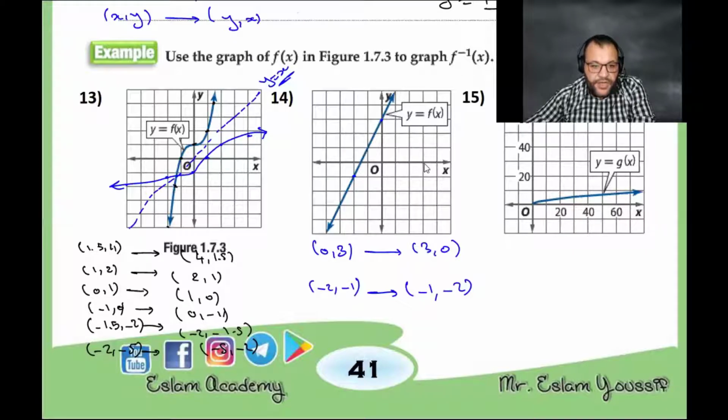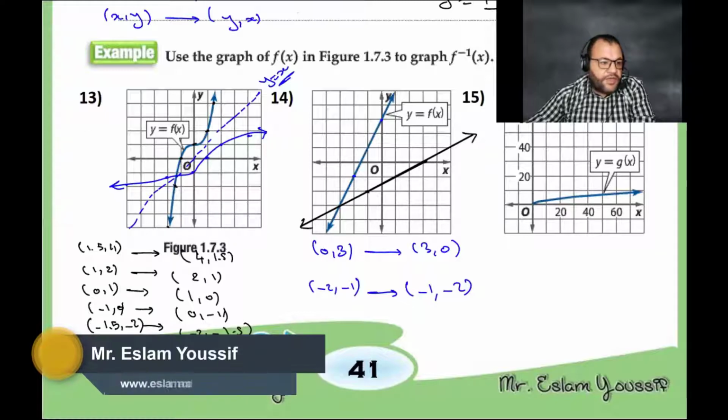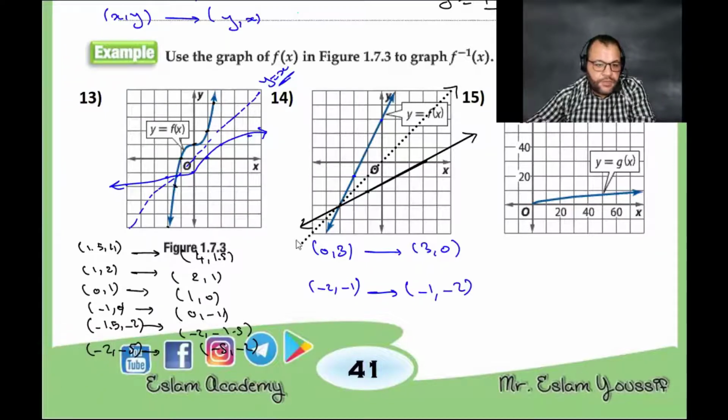So now we have 3 and 0, -1 and -2. Now we can draw the line. That's the line. And you will find that they make a reflection on the line y equals x. That is the line y equals x. Any problem for this one? Yeah, Amro.